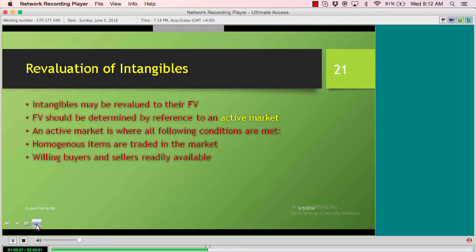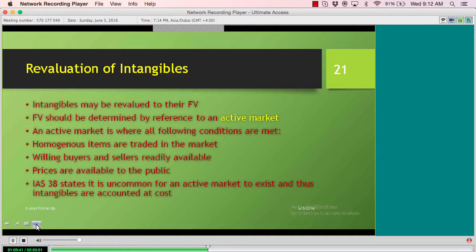The standard provides that revaluation is possible for intangibles, but for it to happen, the intangible must have an active market. Generally, intangibles don't have a very active market because there are not too many people who want to buy intangibles. It should be homogeneous, so that all people have the ability to apply that kind of thing. There are a lot of sellers and a lot of buyers prepared to buy this intangible, and prices are very transparent, available to the public. But you can see none of these things truly exist. Therefore, even though IAS 38 permits it, generally intangibles are not revalued. You can take note: intangibles are not generally revalued, even though the standard permits, because you don't have an active market for intangibles.